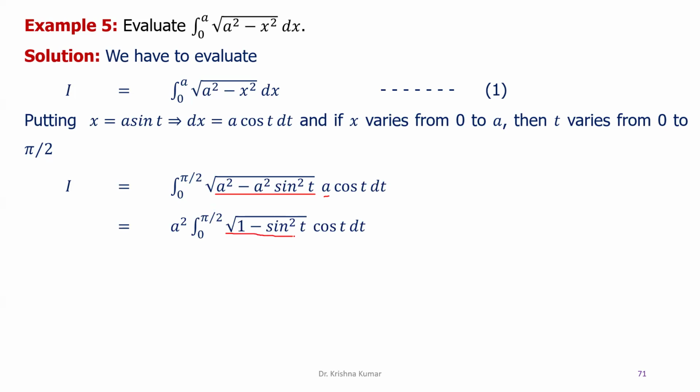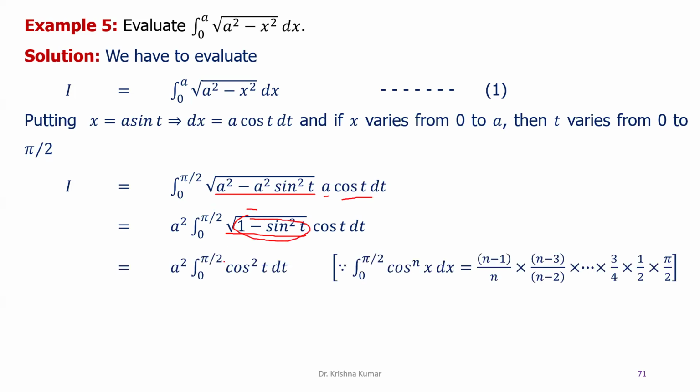This will become 1 minus sine square t whole to the power 1 by 2, or we can say root of 1 minus sine square t, and this is cos t dt. But we know that 1 minus sine square t is nothing but cos square t. So we can write down a square into integration under the limit 0 to pi by 2 of cos square t, because 1 minus sine square t is cos square t, and if you take the root of this, it should be cos t. Cos t into cos t is cos square t.